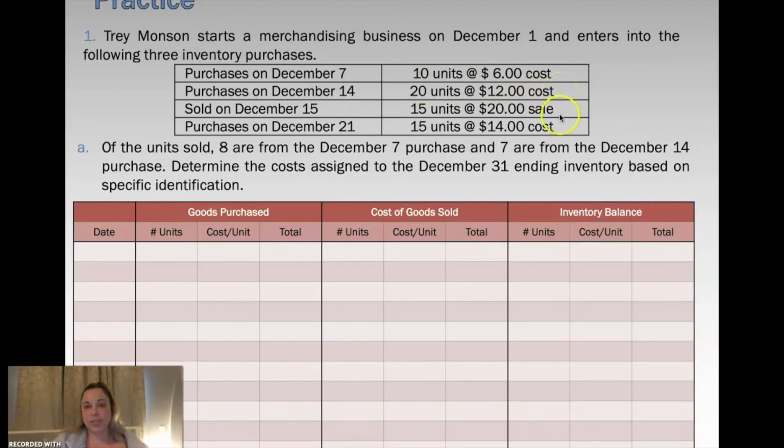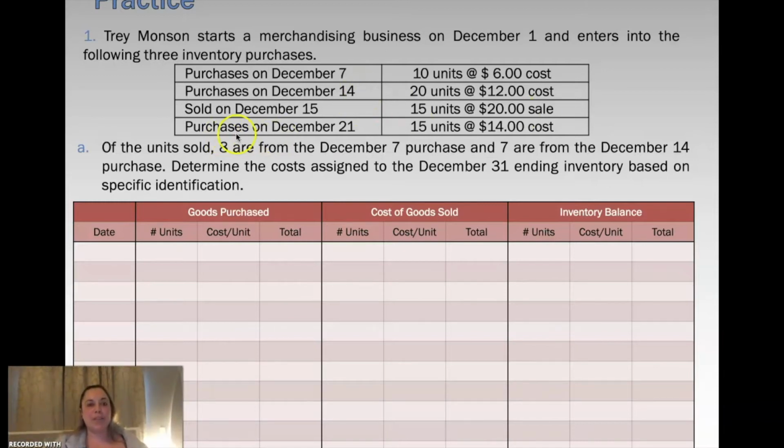Then they sold some. They sold 15 units, for $20 each. In this case, we don't care about the sale. All we're really doing is seeing what the cost was to us. The units that we sold, what did it cost us? What we still have on our books, the balance, what that cost us. So we don't care about the actual sale at this point. We will be recording the sale for what it cost us, but we don't care about our markup and our gross profit in this chapter.